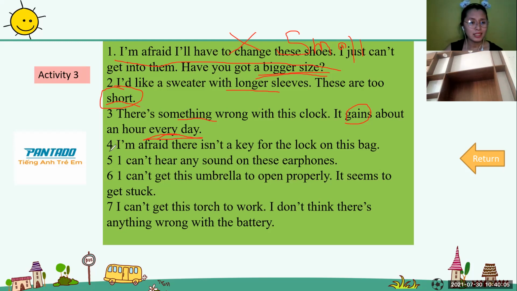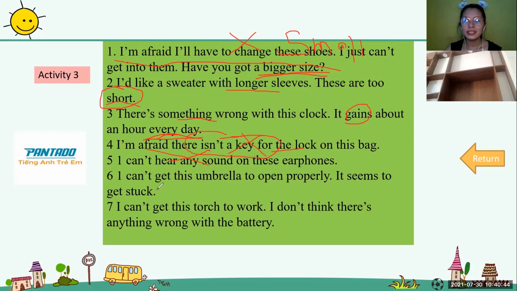For number four, the listening that I hear, and I hope you hear also: "I'm afraid there is not a key for the lock on this bag." So no key for the lock. It means that she has a lock and it will not work. No key is in her bag. That's the mistake. And number five, "I can't hear any sound from this earphone." So not hearing the sound is the mistake or the error.